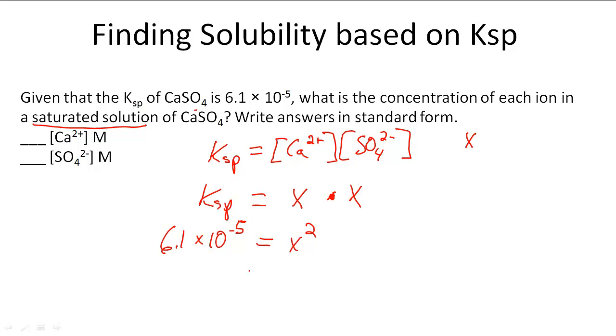So that's going to be X squared equaling 6.1 times 10 to the negative fifth power. So now we solve for X, and we see that X is going to be 0.0078 because they want it in standard form, and X is again the concentration for both of these ions. So 0.0078 is going to be the molarity for both of these ions. So 0.0078 is going to be the answer for both the concentration of Ca2 plus and SO4 2 negative.